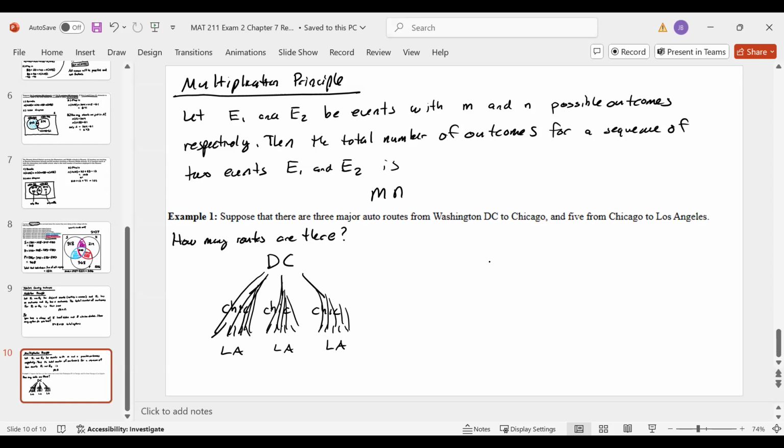Or, how many ways can you get from DC to Chicago? Well, there's 3 ways. And how many ways can you get from Chicago to LA? Well, 5. So 3 times 5 is 15 routes.